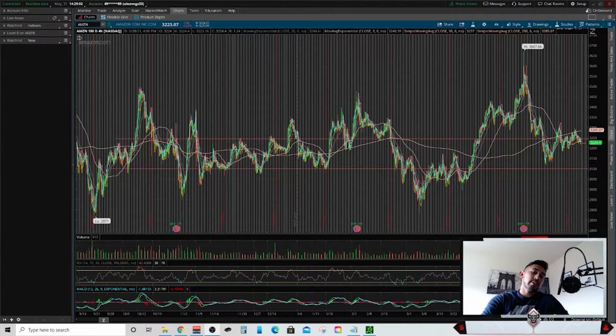Okay, so now let's discuss the fourth style of support and resistance, which is called psychological support and resistance. And this one, I think a lot of people tend to forget when they're trading, and it's very important.